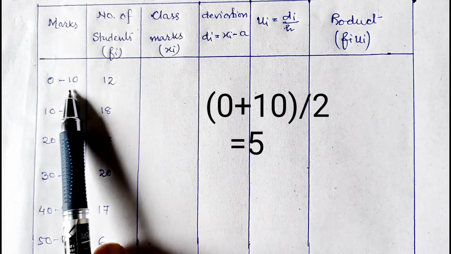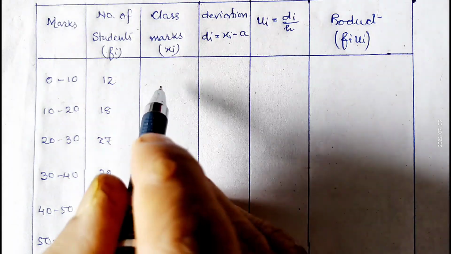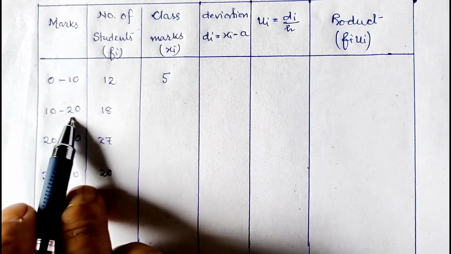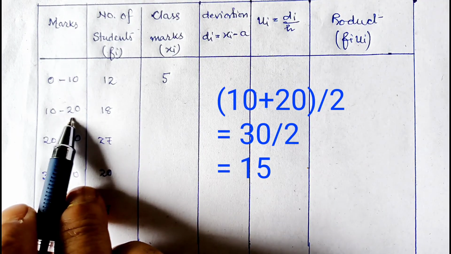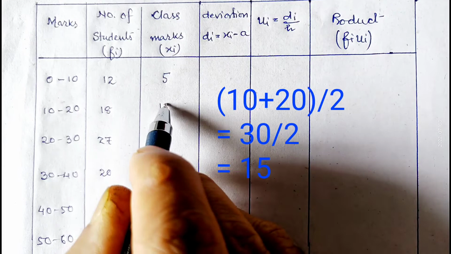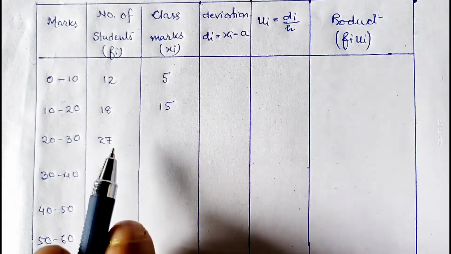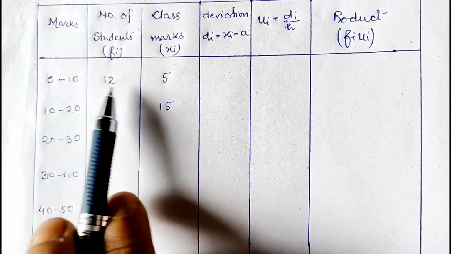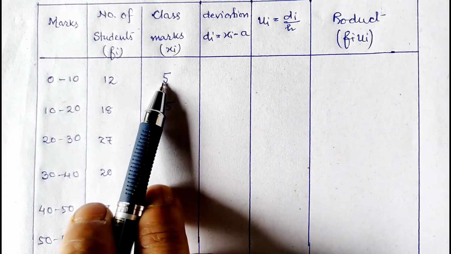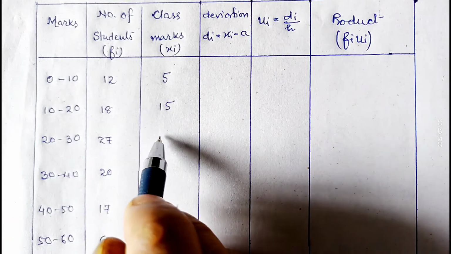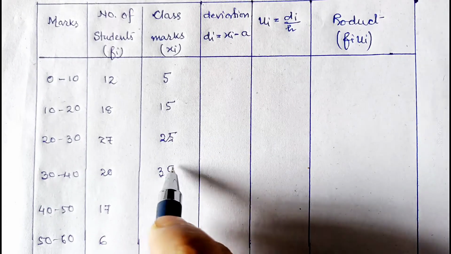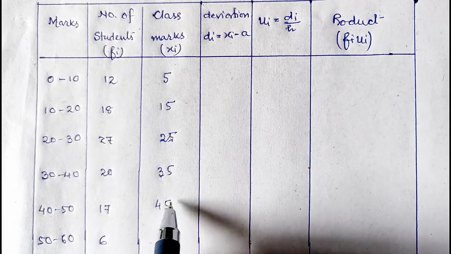So here 0 plus 10 is 10. 10 divided by 2 will be 5. So here you write 5. Similarly here 10 plus 20 is 30, 30 divided by 2 will be 15. I told you one trick also: here the class size is 10. Since the class size is 10, keep on adding 10. 5 plus 10 is 15, plus 10 it will be 25, plus 10 it will be 35, then 45, and ultimately it will be 55.